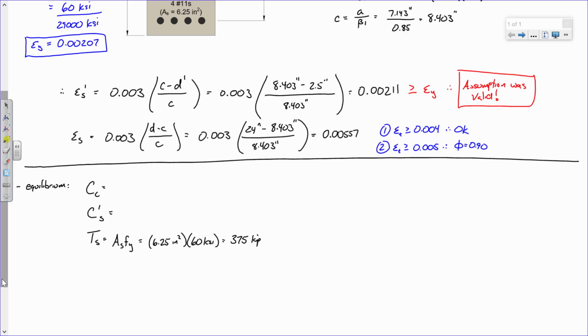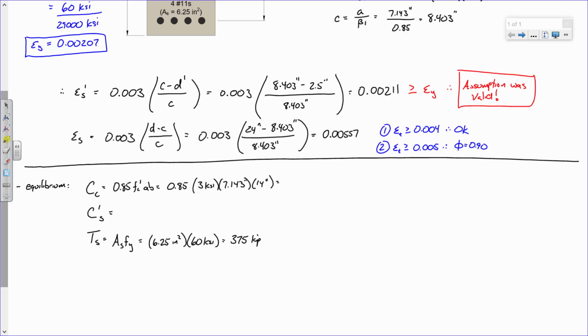Say it again. There you go. 0.85 f'c A B. So write it again, actually put the values in. What was f'c on this one? 3 ksi. A, that was 7.143. And then B, I don't remember what B was. 14. And so what does that come out to be?